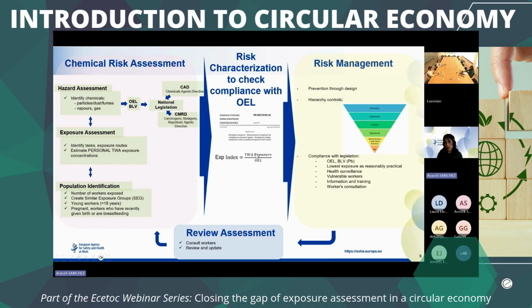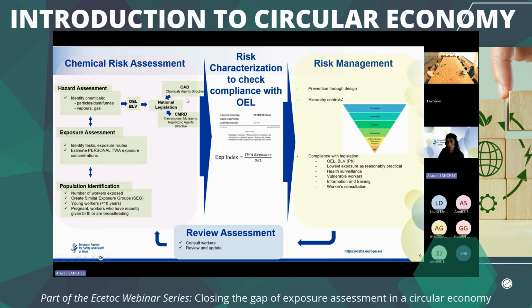For this, there is a standard that is not compulsory unless national legislation says so. And obviously, it guides you through all the process. The information that you need is the hazard information that is in the form of the occupational exposure limit or the biological limit value, although there is only one at the moment, for lead. And this information is in the national legislation.